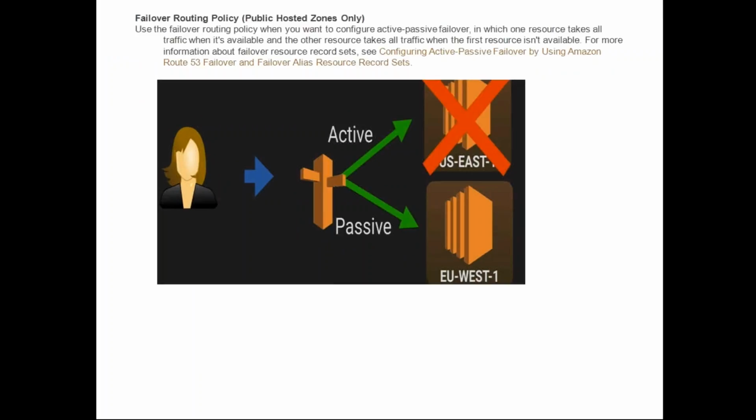Third is failover routing policy, only for public hosted zone. Whenever you choose your VPC first option, create VPC with public hosted zone, then you can do this policy. This is failover routing policy. Failover is nothing but a high availability kind of concept we are doing on the Route 53 side. You need to configure an active passive site. Once one site is not available, other connections should be redirected to the passive site.